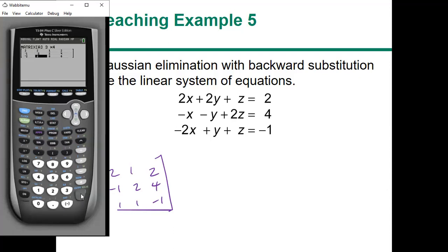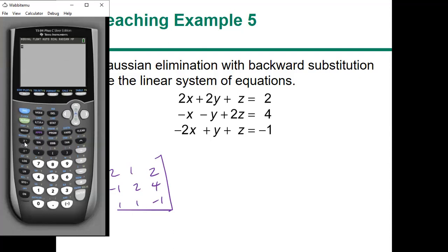Make sure you put every value in its spot. We are human, we make mistakes. So when you're done, just make sure you put them all in. So I have 2, -1, -2, 2, -1, 1, 1, 2, 1, 2, 4, -1. Then I'm going to hit second mode to leave the matrix.